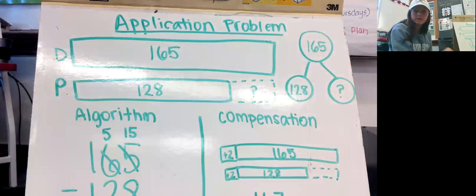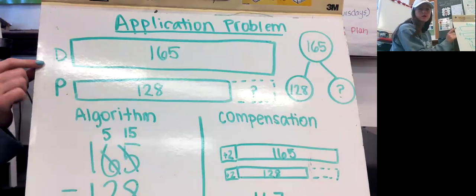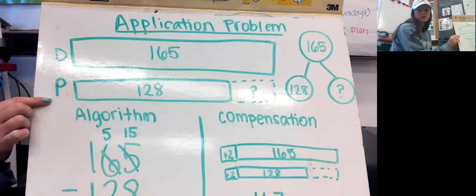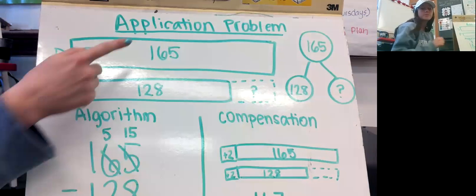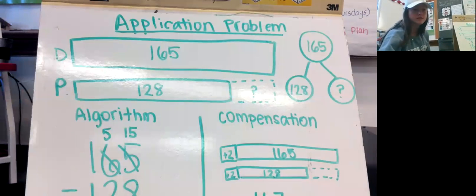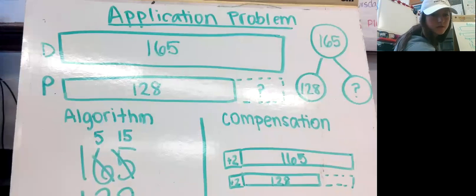Now remember, when we're solving for a missing part, we're solving using subtraction, right? We know our whole amount. The whole amount is the number of times that Diane skipped. We know Peter's part, which was 128, but we're trying to find the difference between Diane and Peter. So I chose to solve this problem 2 different ways. So let's see if I can zoom in a little bit on one of them.